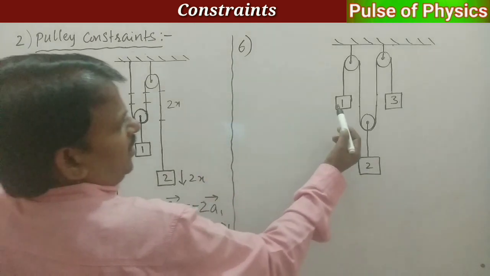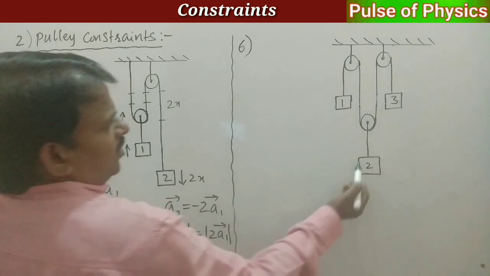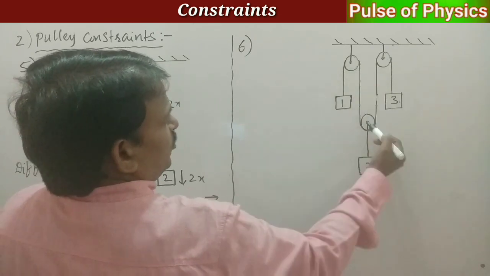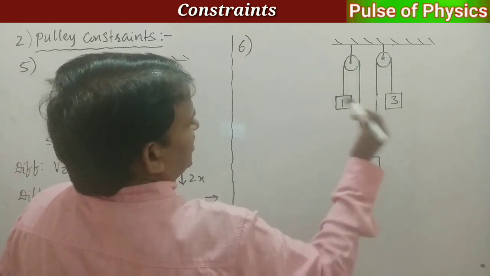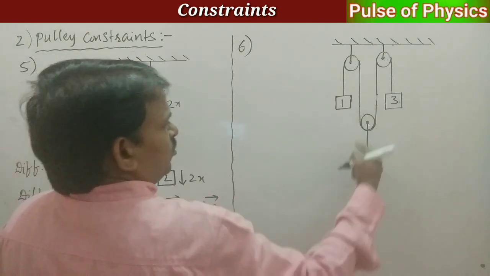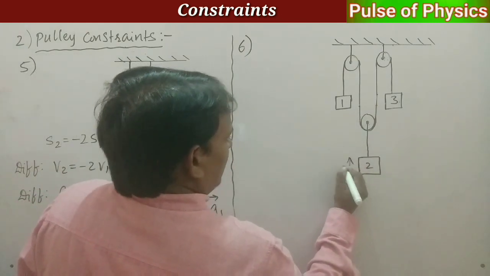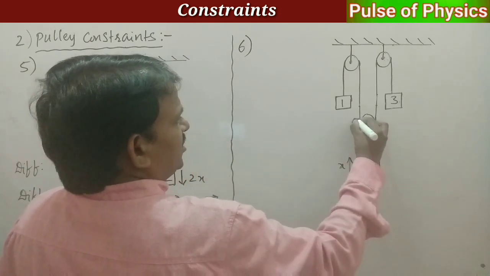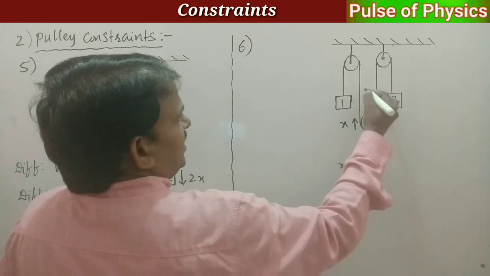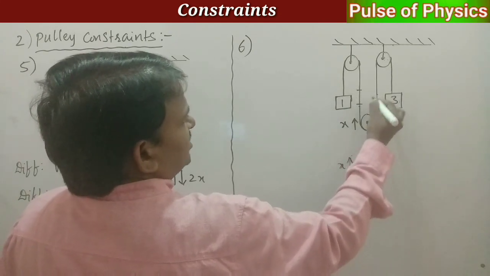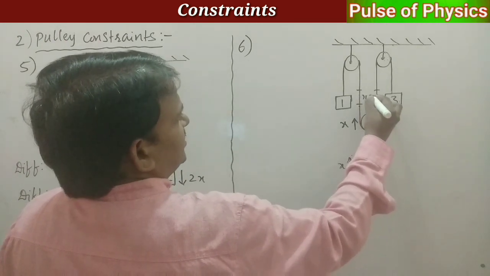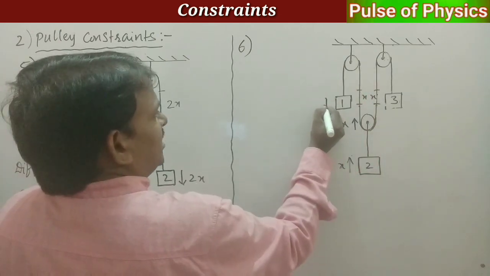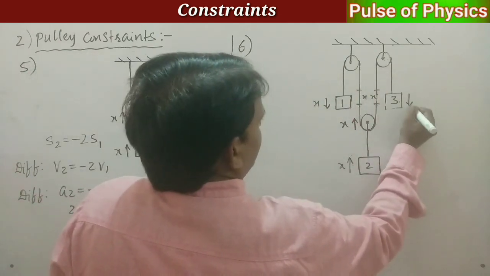Sixth problem. 1, 2, 3 blocks are connected with the help of strings and 3 pulleys are used. 2 fixed pulleys, 1 is movable pulley. We start analyzing motion from here. This middle block moves x centimeter up. It is connected to pulley. This moves x centimeter up. Here string becomes loose on both sides of the strings. That is x centimeter and x centimeter. This block moves x centimeter down. This block moves x centimeter down.